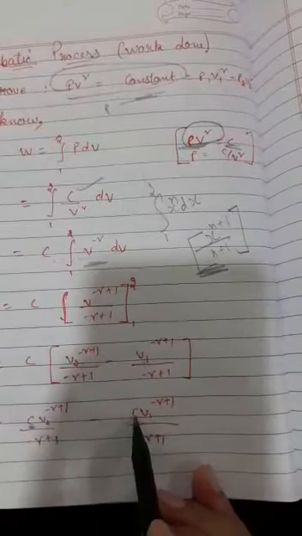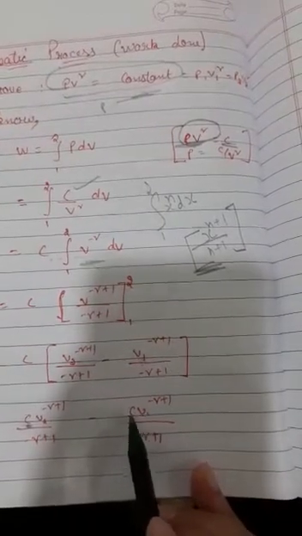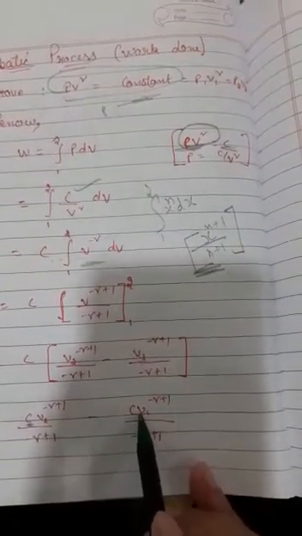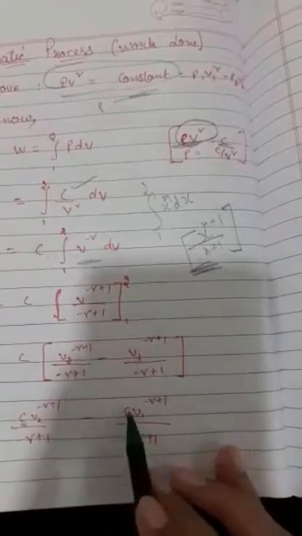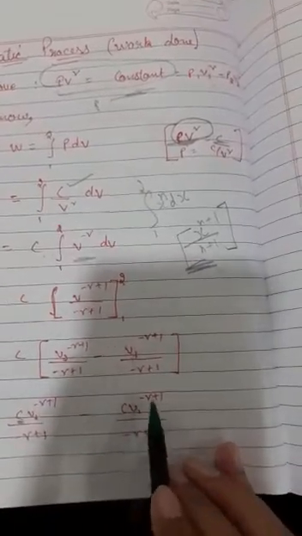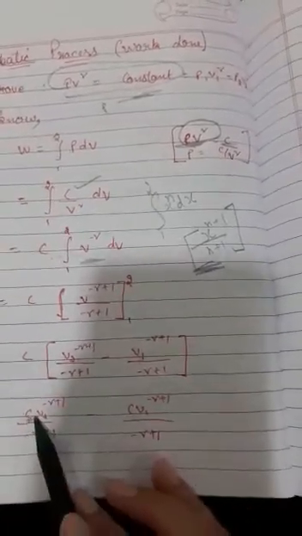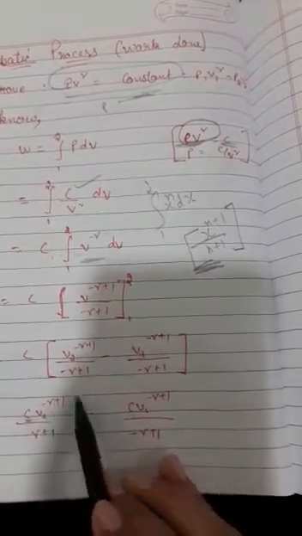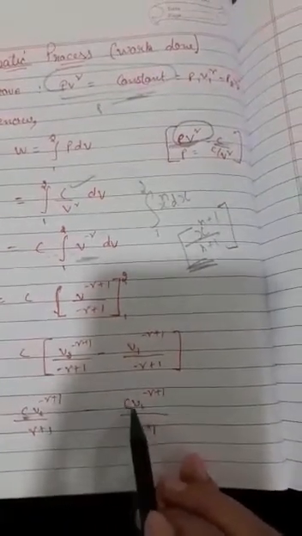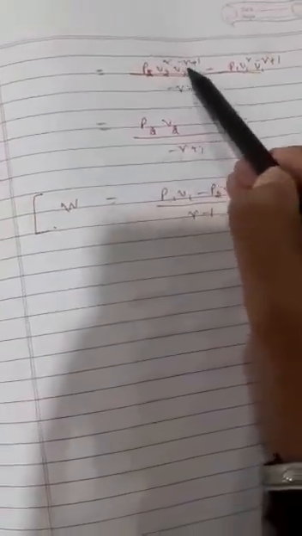In place of C V1 again I will write PV^γ; we can write it as P1 V1^γ into V1^(−γ+1). Here P2 V2^γ and V2^(−γ+1). Here P1 V1^γ into V1^(−γ+1). So P2 V2 raised to power γ into V2 raised to power minus γ plus 1. Here again the same term.